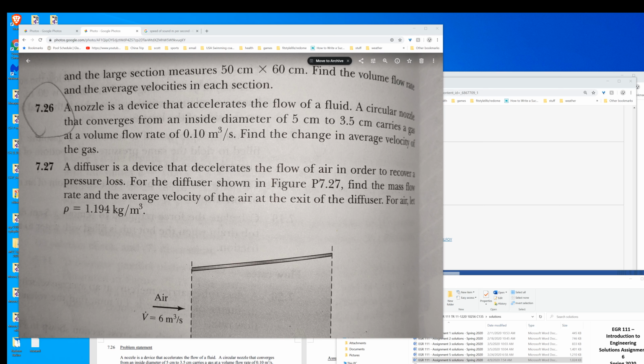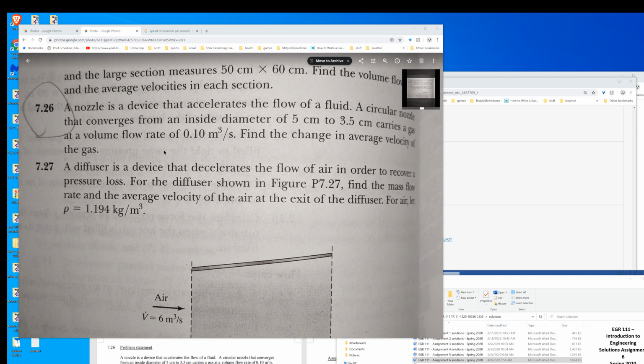We're going to take a look at problem 7.26. This is a nozzle, an analysis of a flow of a fluid in a nozzle. Where the fluid is coming in, it has a diameter of 5 centimeters, and where it exits, it has a diameter of 3.5 centimeters. Now, it has a defined volume flow rate.